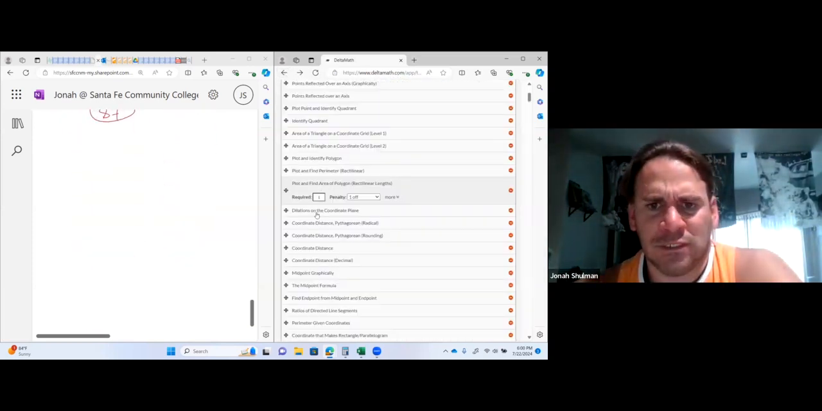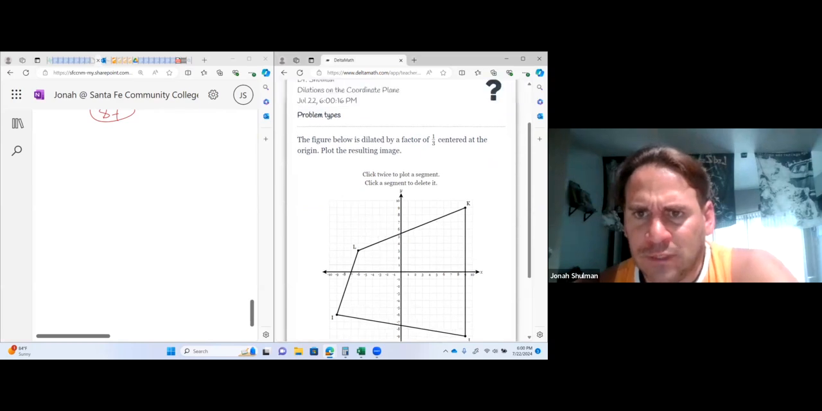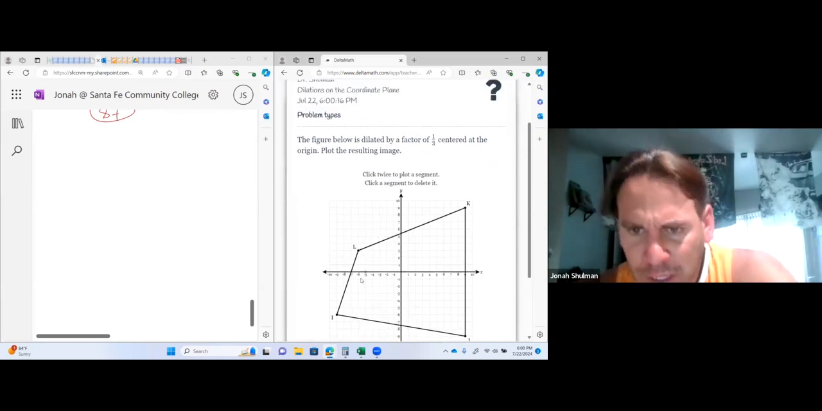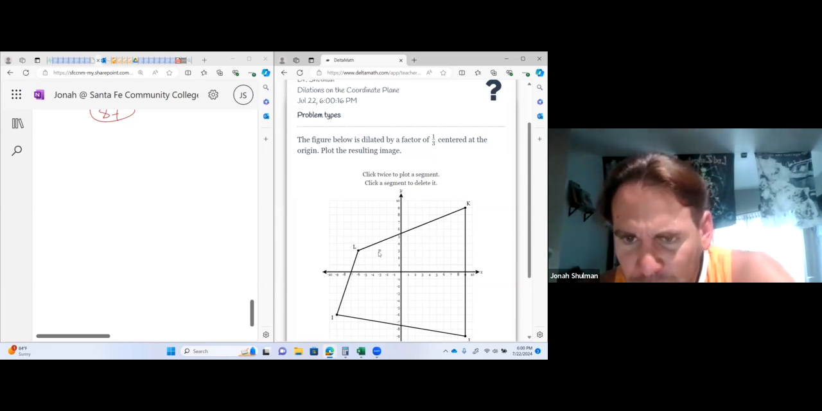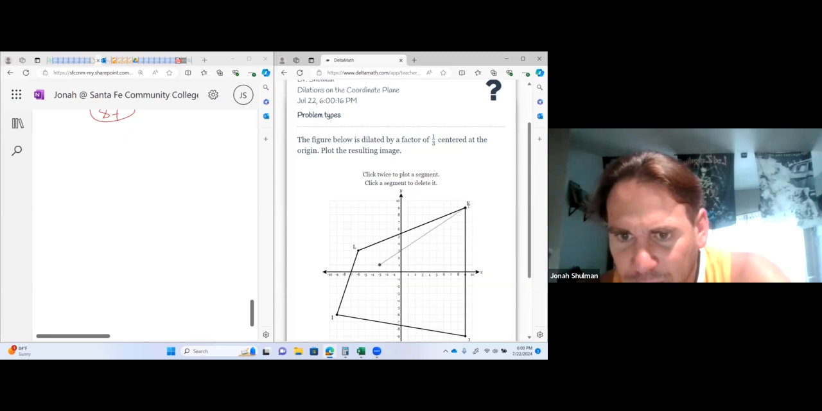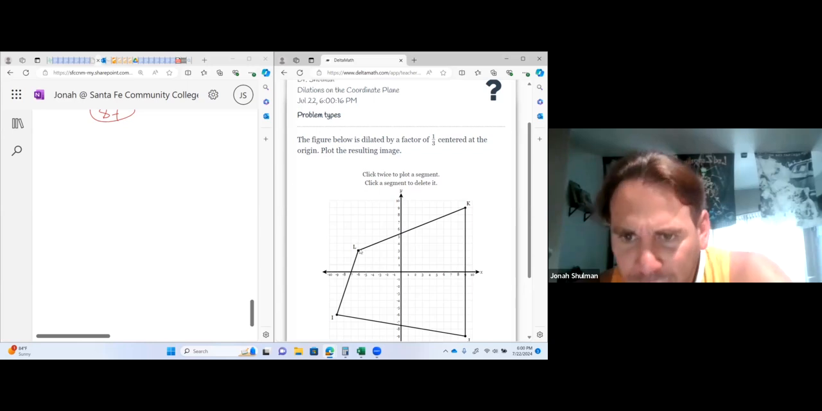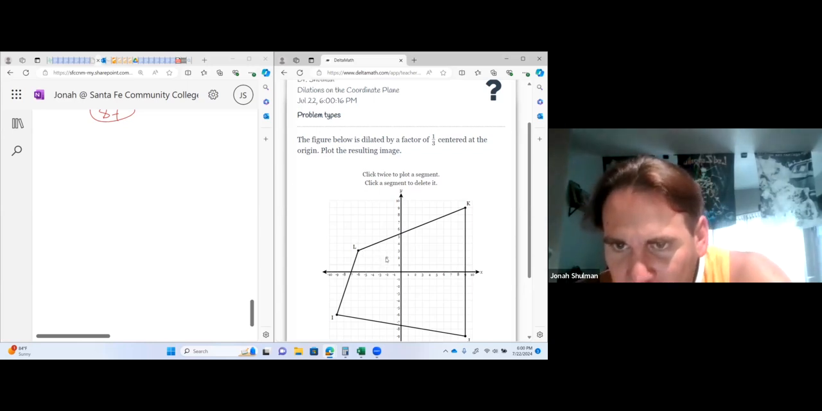All right, let's do a dilation. All right, so it's dilated by a factor of 1/3 at the origin. So every point has to be 1/3 of what it was. So what's half of 6? 3. What's half of 3? 1. Okay. What's half of 9? 4.5. What? Oh, sorry, it's divided by 3. A third of 9 is 3. Oh, okay, so this one's wrong. So 1/3 of 6 is 2. So this is 2, 1.